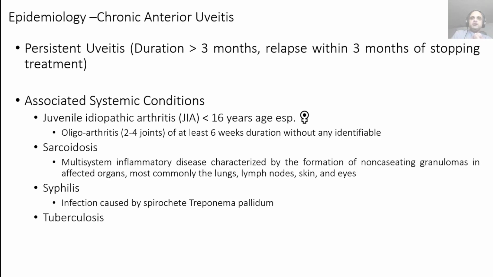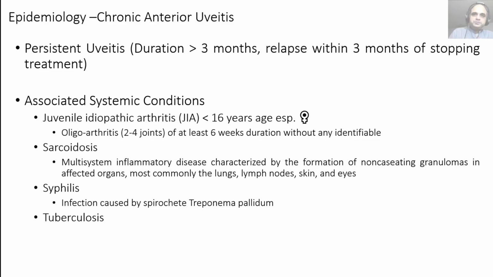It's usually an oligoarthritis involving 2 to 4 joints, and the joint inflammation period is at least 6 weeks. So you have to have joint inflammation for at least this much period without any identifiable cause to have a diagnosis of JIA.